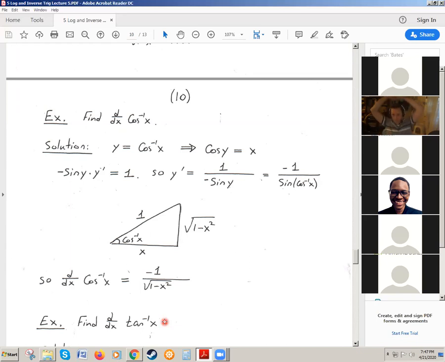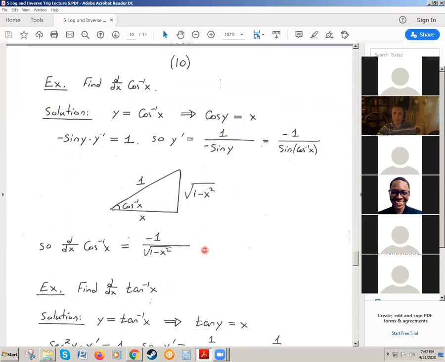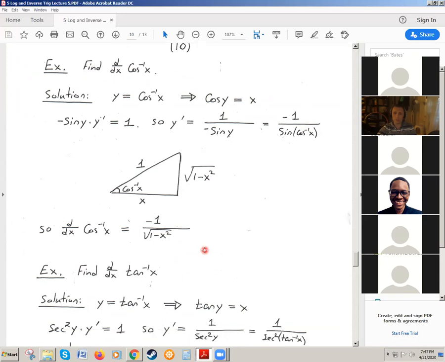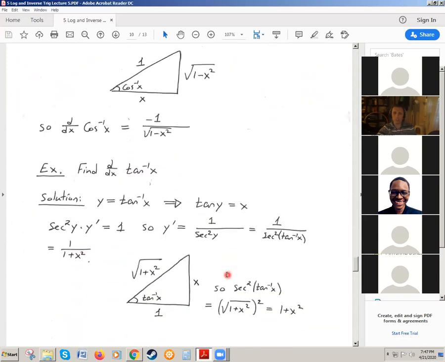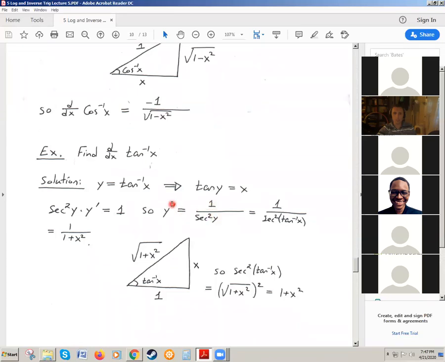I have 1 over secant squared y. Right, brilliant. That's very good. It's also going to end up being 1 over 1 plus x squared, I think. That's good, right? So here is what you end up having. Yes, here it is. You see it? So y prime, I mean, it's all the same procedure, right?